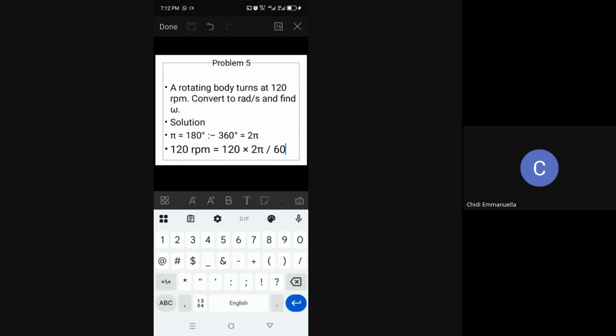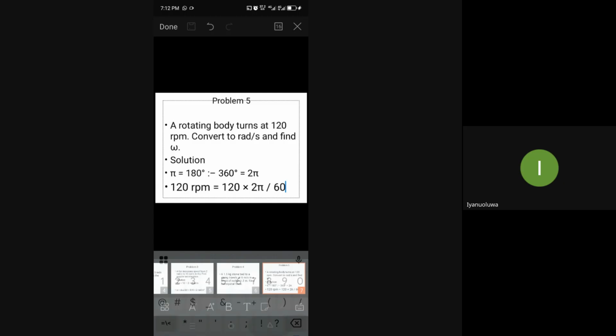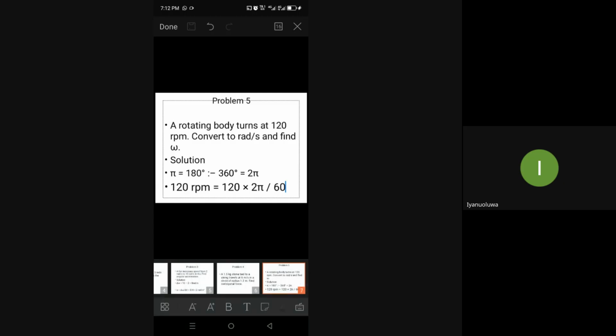Sorry, sir. Is it because of the 120 revolutions per minute? That minute that is there, that's why we put 60. Yes, the 60 now is right. 1 minute is 60 seconds. Right?